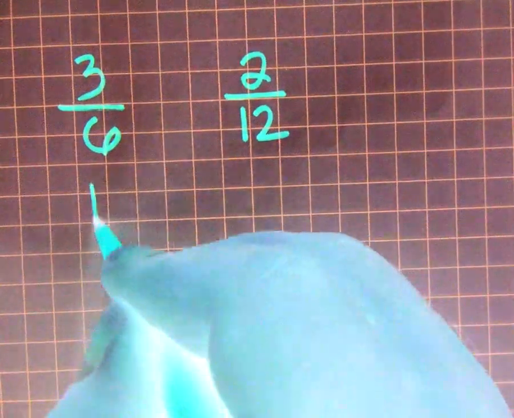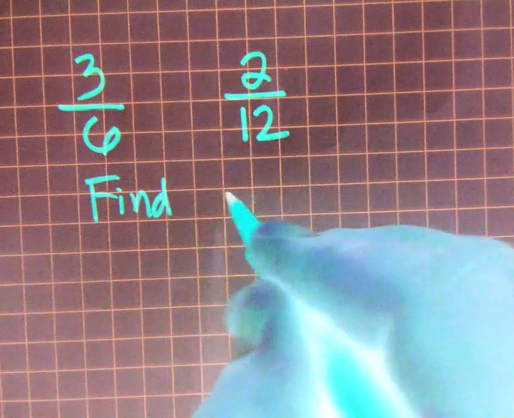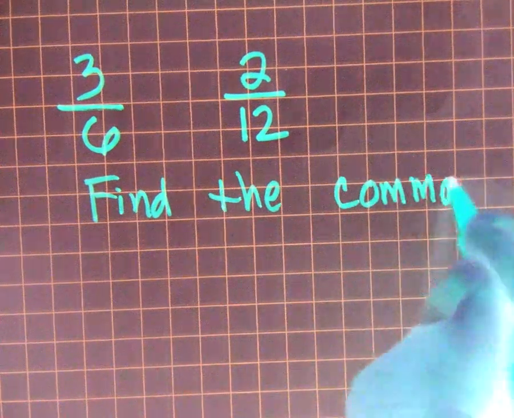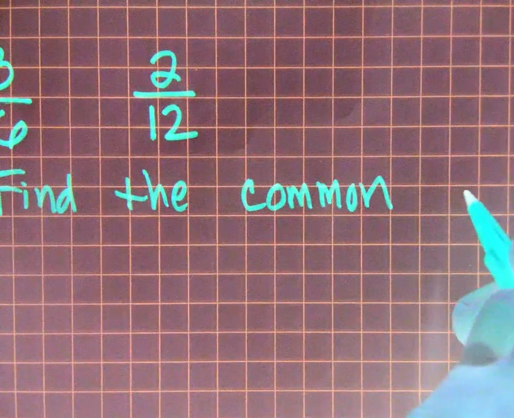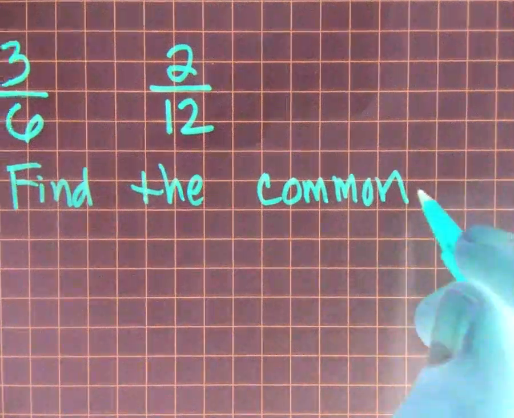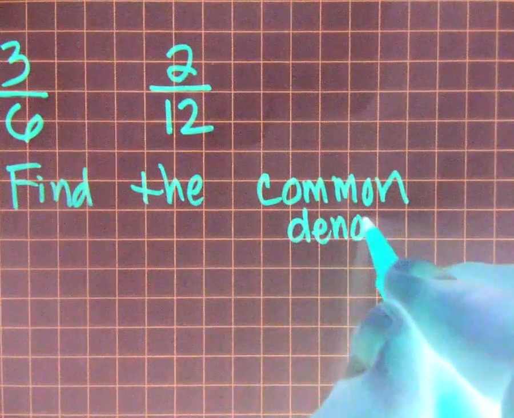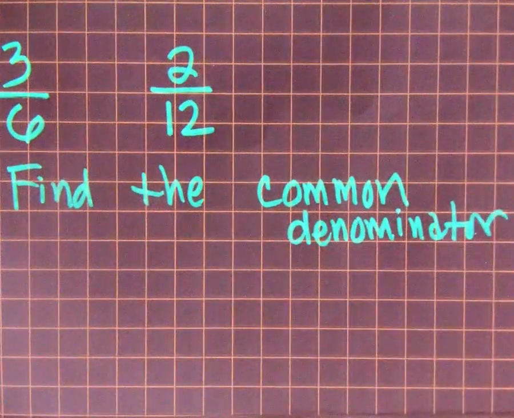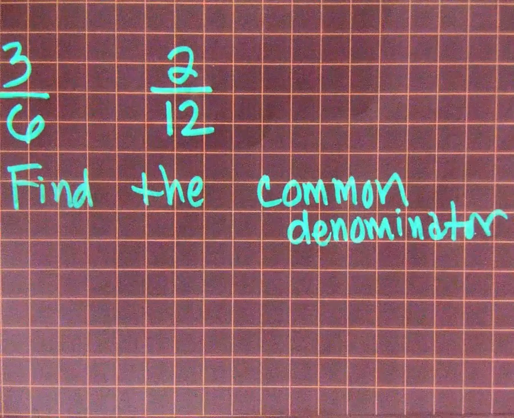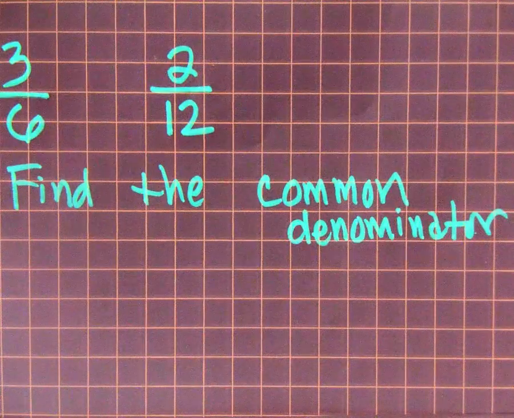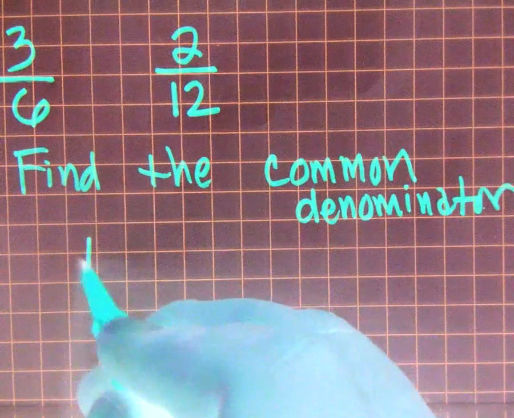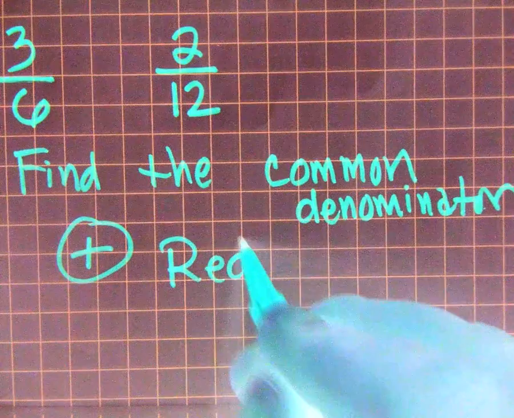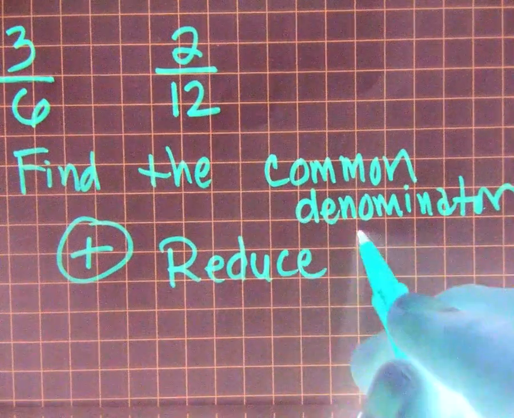I want you to find the common denominator. Should be pretty easy. So make both fractions have the same denominator. Then try to add them together. And then once you add them together, see if you can reduce the fraction to its simplest form.